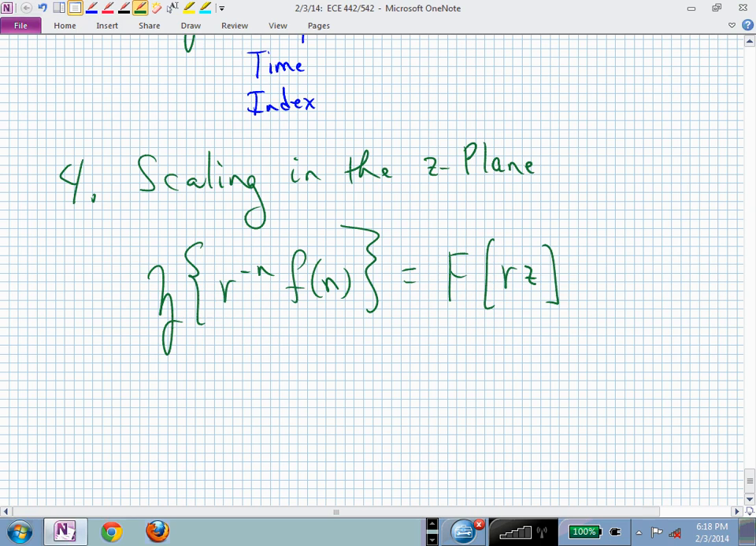So if you knew what f of n was, and somehow somebody has given you a new waveform, a g of n, that's related to f of n by a division of, let's say, r to the n, then you can compute G of z. That will just be F of rz. Capital F of rz. One more.